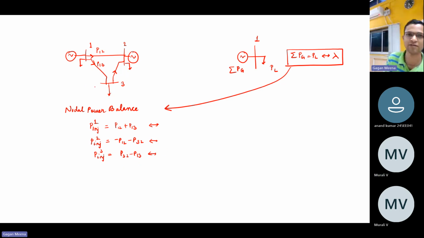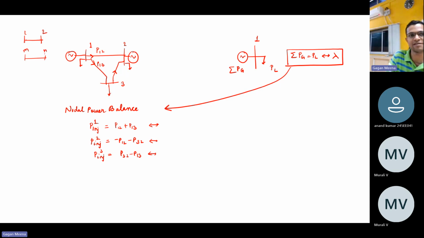We have to take only one assumption. If we have taken a convention like this, then we have to follow that convention only. Automatically, it will become negative or positive. So once the network is fixed, we have to assume one convention. Generally, the convention is to consider it from lower index to higher index.